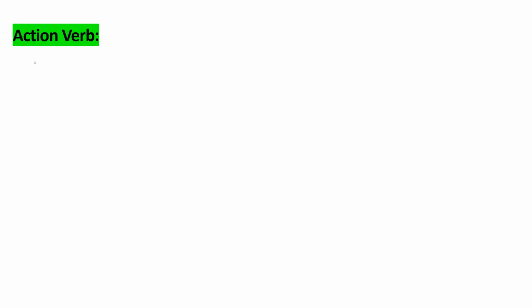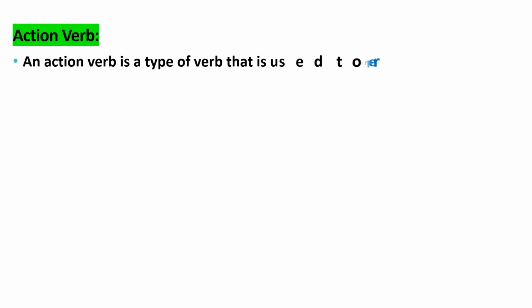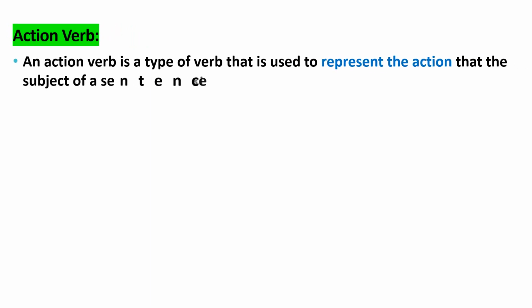Action verb. An action verb is a type of verb that is used to represent the action that the subject of a sentence is doing. It is not possible to utilize action verbs as linking verbs. They serve only one purpose, which is to indicate the action that is taking place in the sentence.